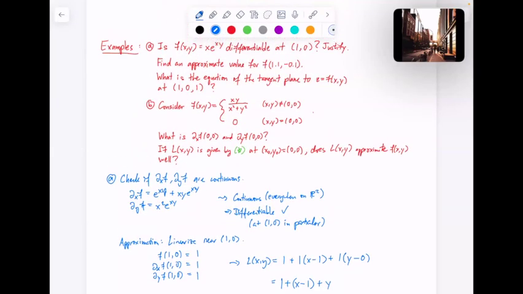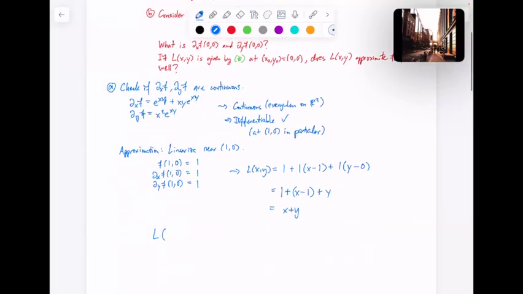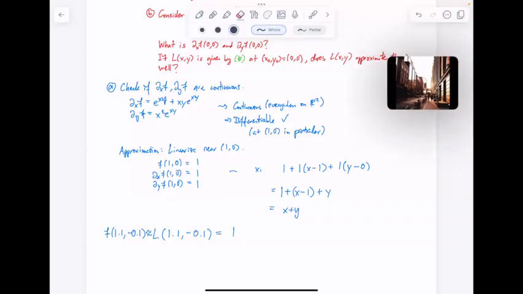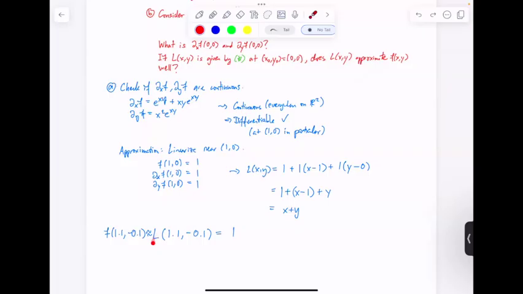All right, so what is the linearization at the particular point that we want? So we've linearized at 1, 0, and we want to plug in 1.1, minus 0.1. So we have the following. F at 1.1, minus 0.1 is approximately equal to its linearization because it's differentiable in particular. And so we plug this into our formula, and this is just going to give us 1. So here's our formula for L that we just used. We plug in 1.1, minus 0.1.